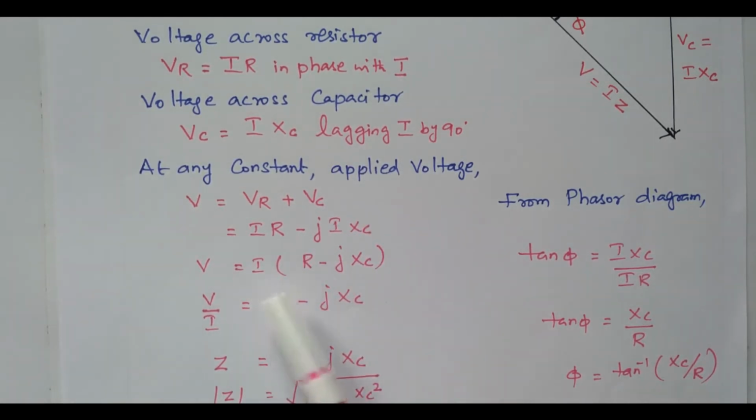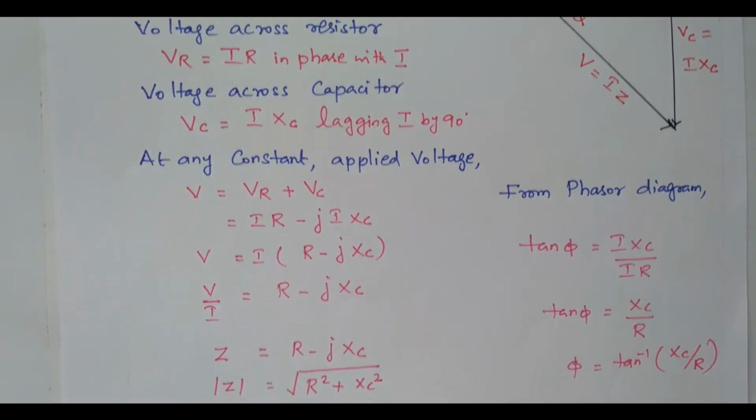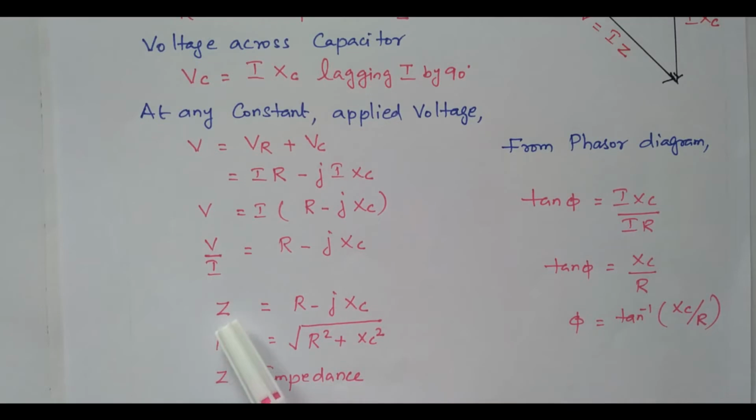Take I outside, so that R minus jXC. Bring the I to the denominator, so V divided by I equal to R minus jXC. V divided by I is nothing but the impedance, that is equal to R minus jXC. In magnitude we take the modulus, which is the square root of R square plus XC square. So the impedance of this RC series circuit is the square root of R square plus XC square. This is the rectangular form. We can write in polar form also, another form is available.